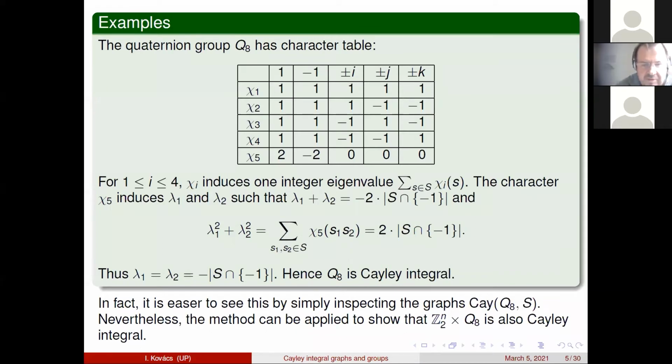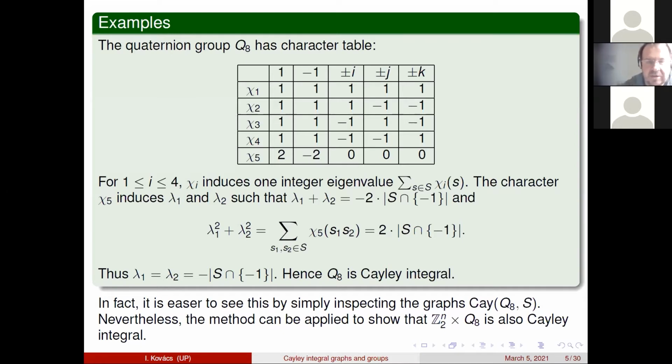However, it's much easier to see this if you just consider the graphs over this group, because up to complementation, you can always assume that plus or minus i is in the set. Plus or minus i just gives you 2 copies of 4-cycles, and if you add the central involution, you just get 2 copies of K4. So it's easy to see that the eigenvalues are integers. Nevertheless, this method can be used to show that the direct product of the quaternion group with an elementary abelian 2-group is also Cayley integral.